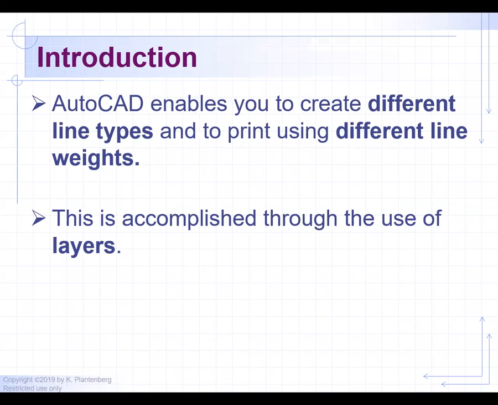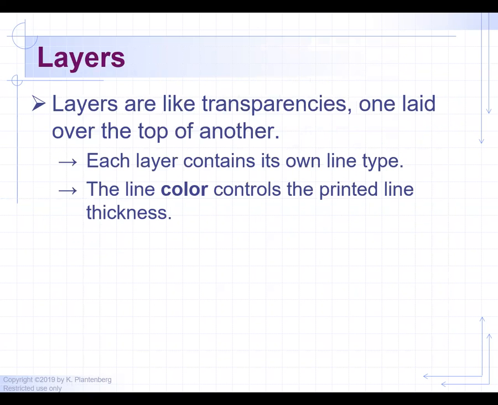AutoCAD enables you to create different line types and print using different line weights. This is accomplished through the use of layers. Layers are like transparencies laid one on top of each other. Each layer contains its own line type. The line color controls the print line thickness.